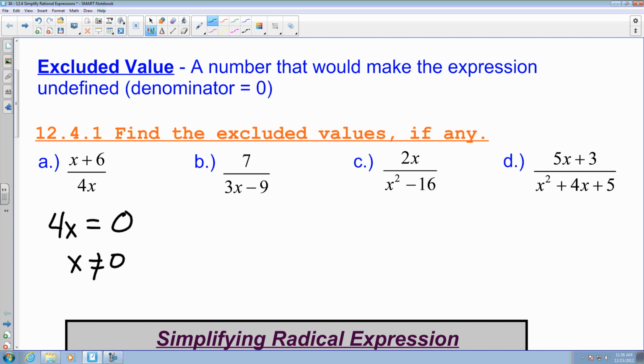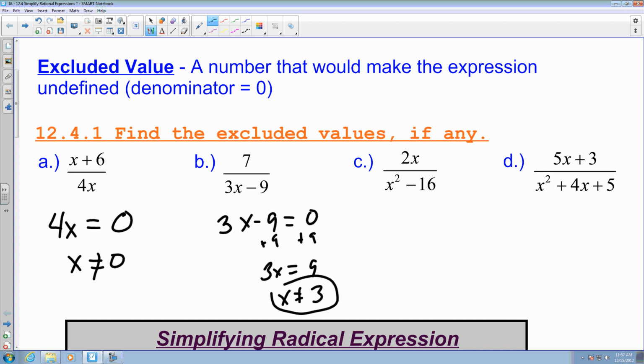Anything else? It is a valid expression. So again, look at B. All I'm paying attention to is the denominator, and I need to find when 3x minus 9 equals 0. If I add 9 to both sides, it leaves me with 3x equals 9. Divide by 3, and x equals 3. So the only way the denominator equals 0 is if x equals 3. The excluded value would be x cannot equal 3.